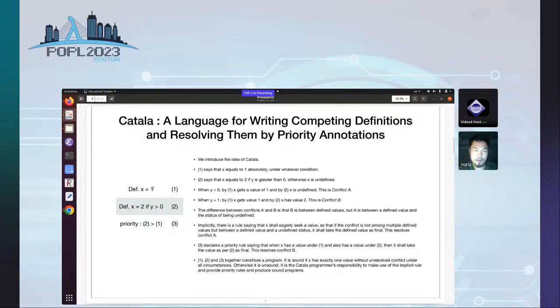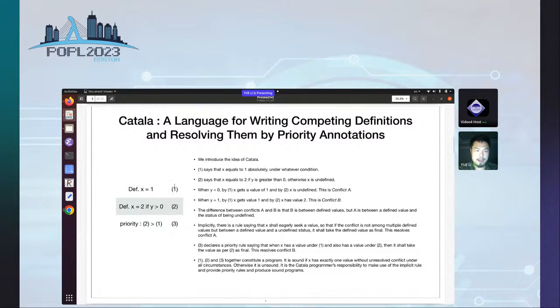The second authority says if y is greater than 0, x shall be 2, but it does not mention what happens if y equals 0. So in this situation, when y equals 0, the first authority gives you a definition, and the second authority says that in this situation, x is not defined. So you're receiving conflicting messages from different authorities. This is a competing definition.